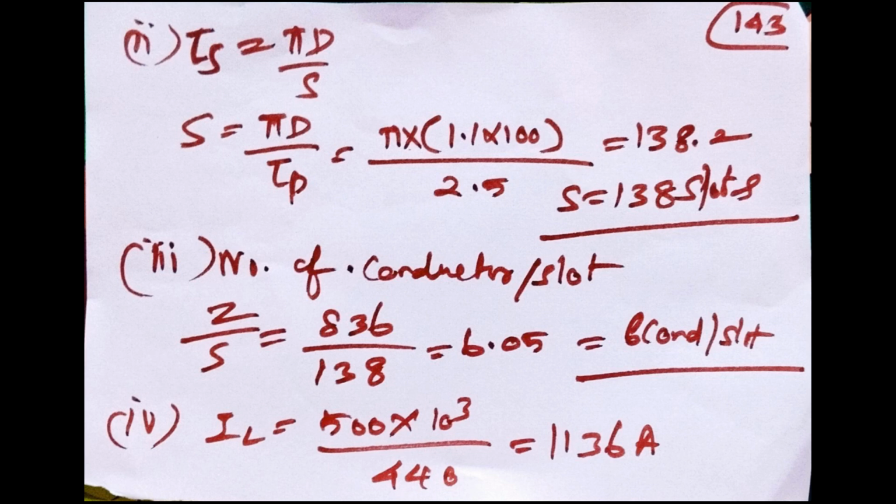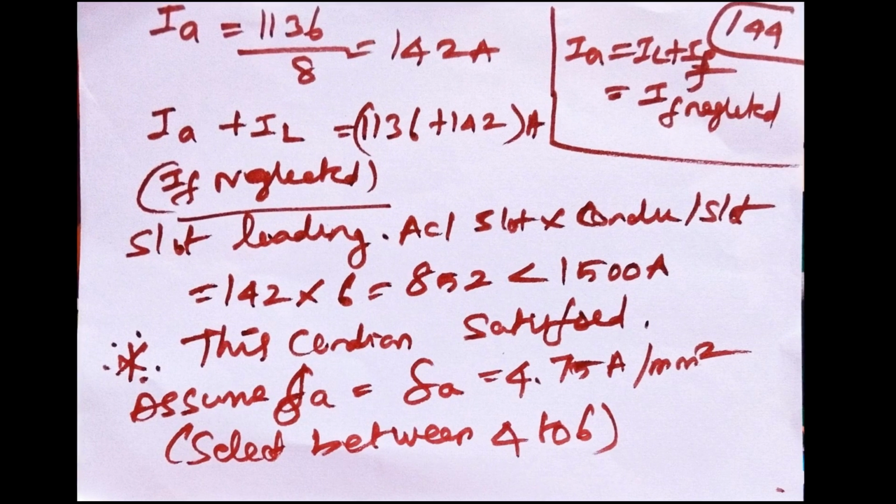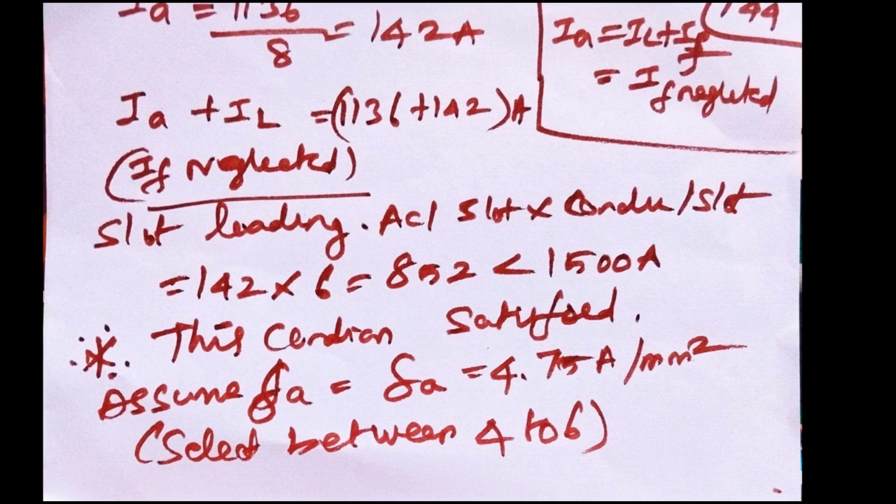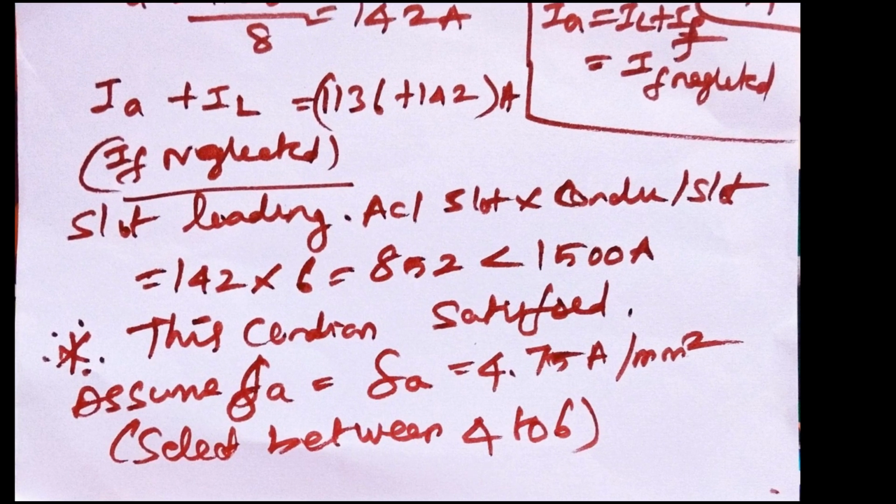Fourth, I L is equal to 500 into 10 to the power 3 divided by 440 is equal to 1136 ampere. I A is equal to 1136 divided by 8 is equal to 142 ampere. I A is equal to I L plus I F, that is the formula. I F is neglected. Slot loading: ampere conductor per slot into conductors per slot. 142 into 6 is equal to 852, which is less than 1500 ampere. This condition is satisfied. Assume delta A is equal to 4.75 ampere per millimeter square. Select between 4 to 6.